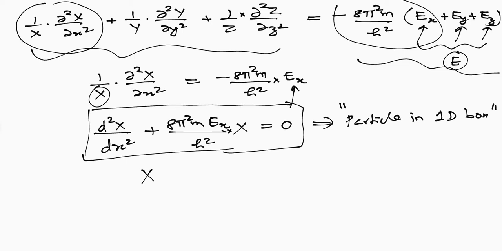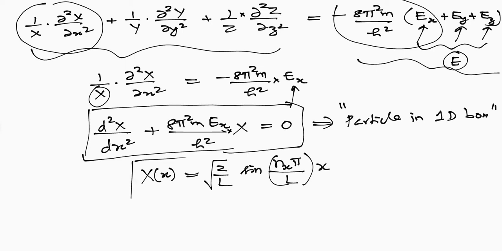So the function X, which depends on the variable x, can be given as square root of 2 by L into sine, and some quantum number we should introduce. Now I am representing that quantum number as nx. So, nx pi by L into x. This is the formula for the function capital X.